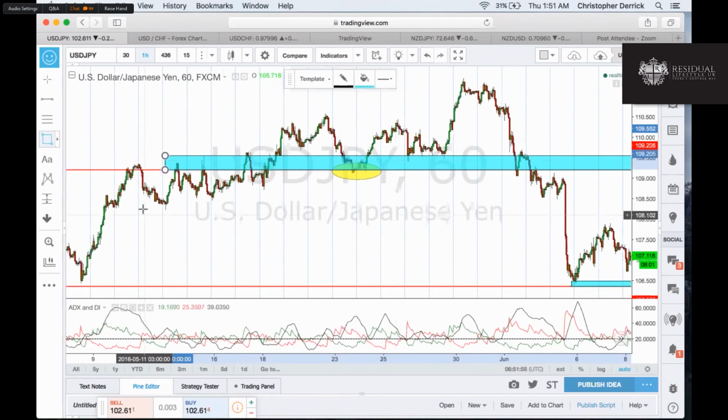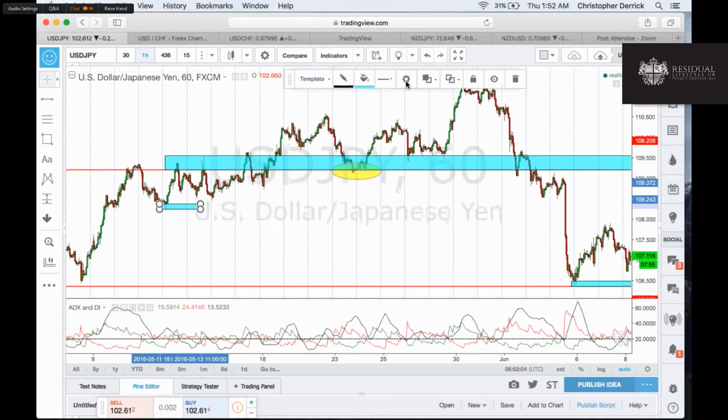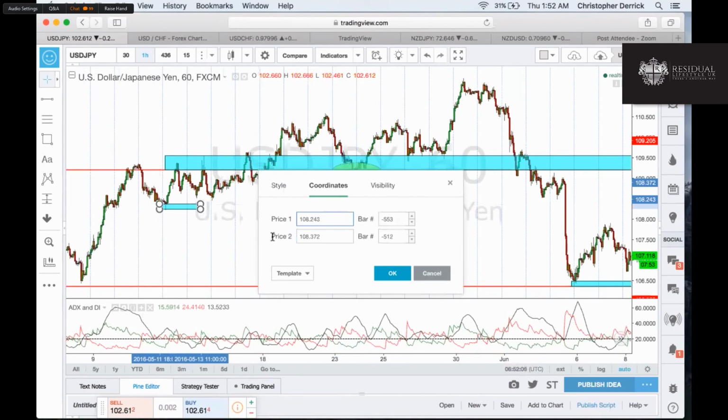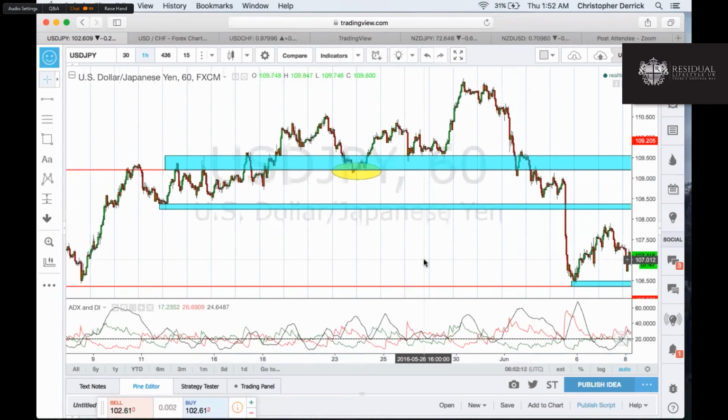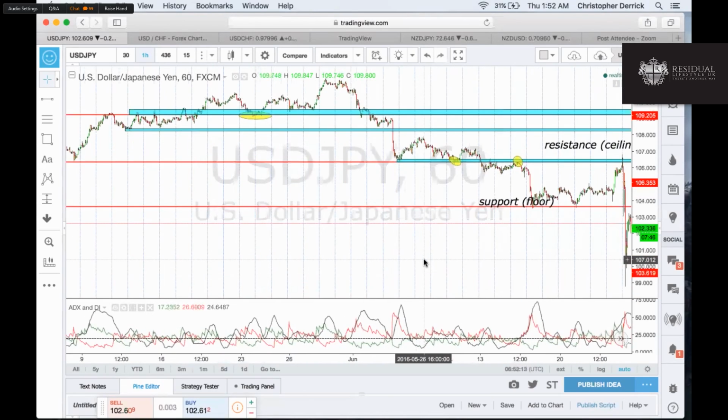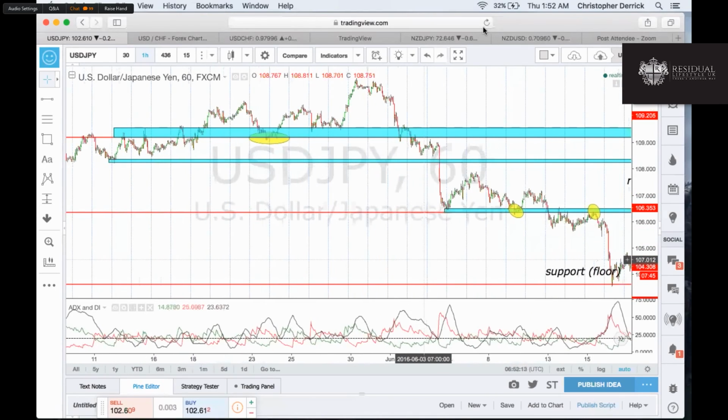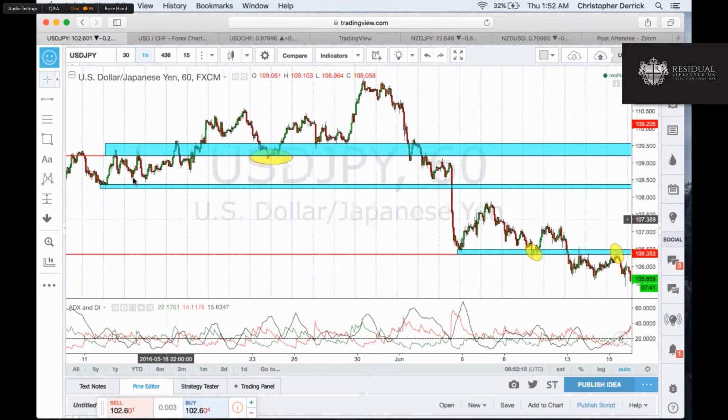The way I drew was this. I click this little rectangle, right? I take this from the bottom of the wick to the body of the candle. I go to the settings thing where it says price 2. I go to the bar number. I type in 1,000. I shoot into the future and I see if price is going to respond. You know what I'm saying? That's all I do.